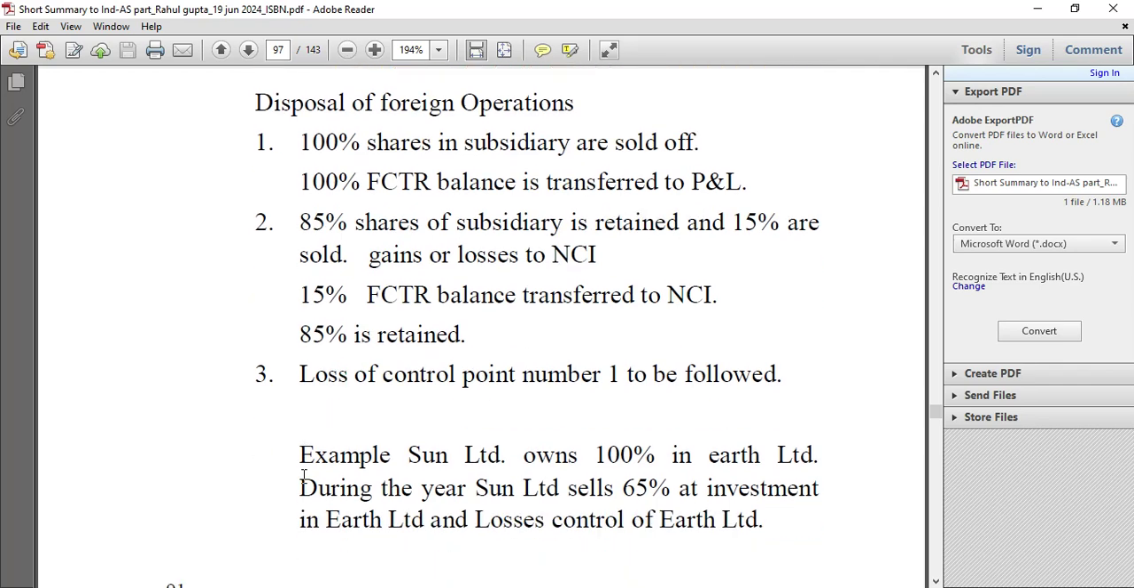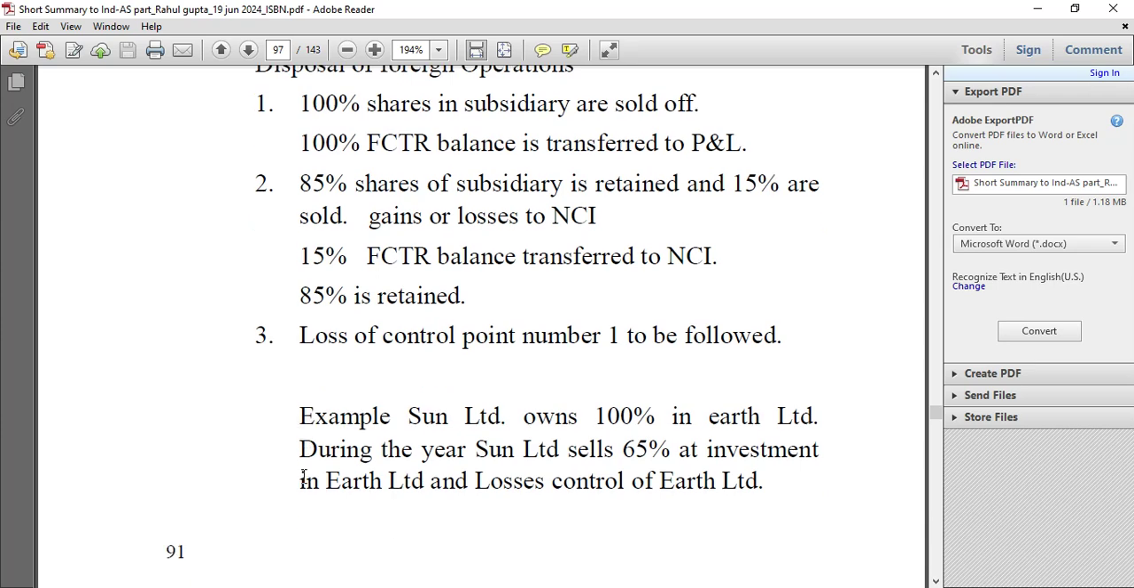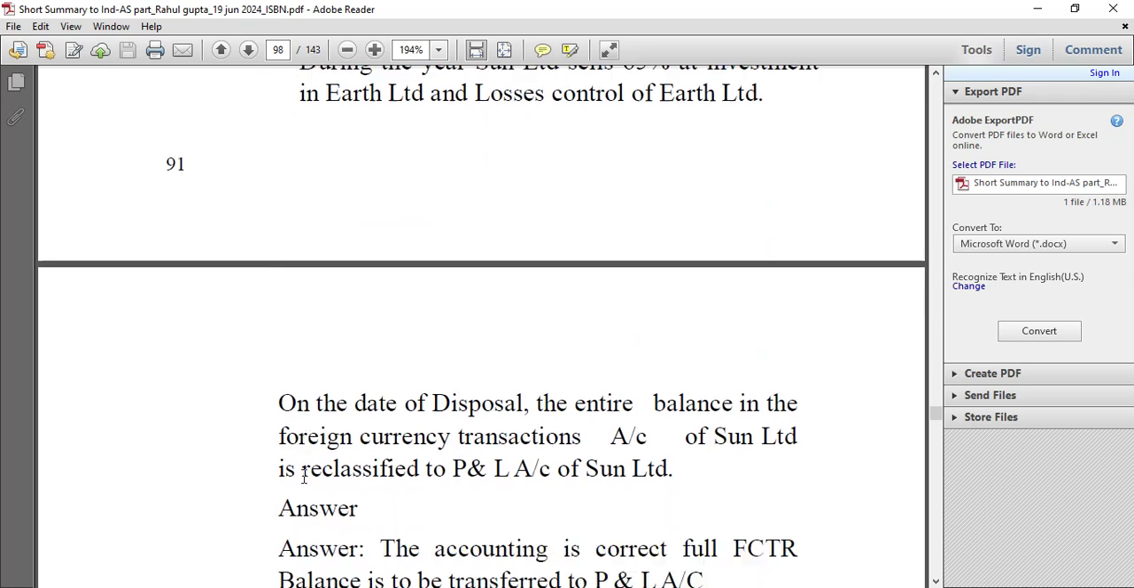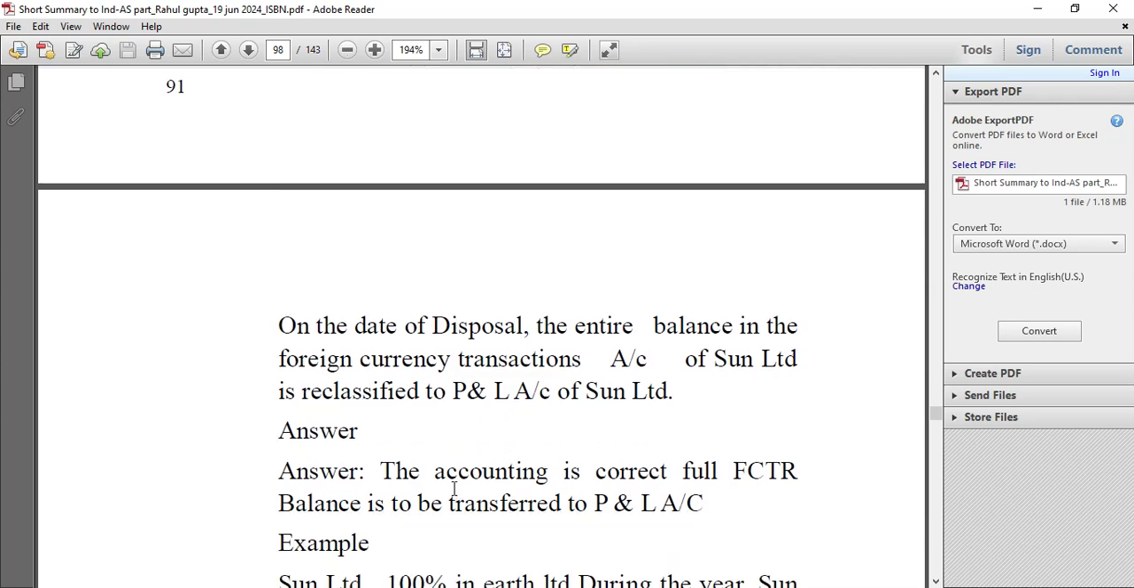Example: Sun Limited owns 100% in Earth Limited. During the year, Sun Limited sells 65% of its investment in Earth Limited and loses control of Earth Limited. On the date of disposal, the entire balance in the foreign currency translation reserve of Sun Limited is reclassified to the P&L of Sun Limited. Answer: the accounting is correct, the full FCTR balance is to be transferred to the P&L account.